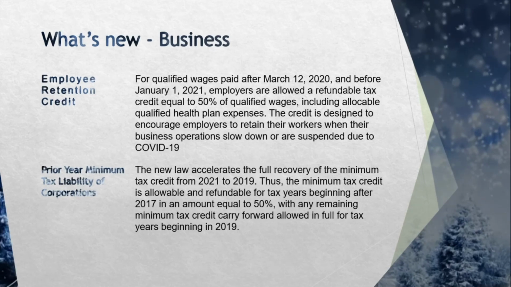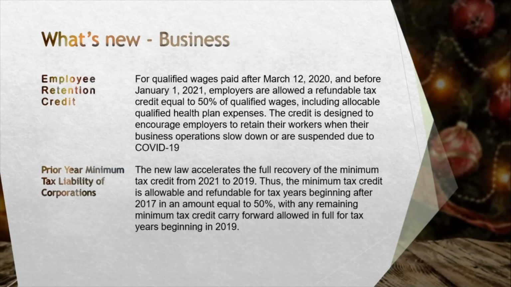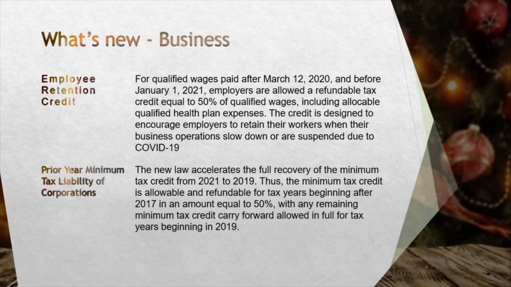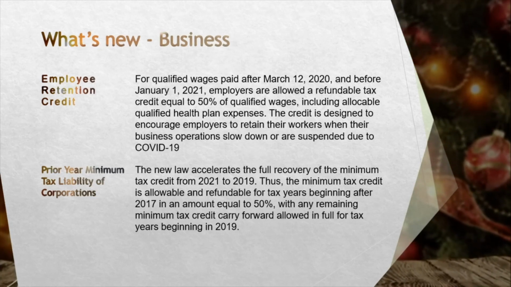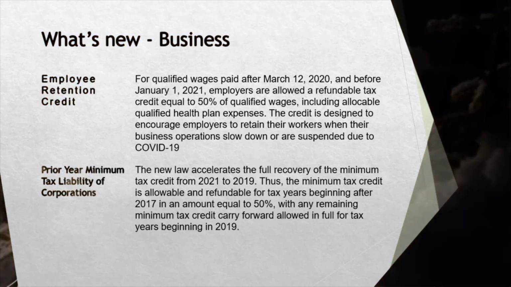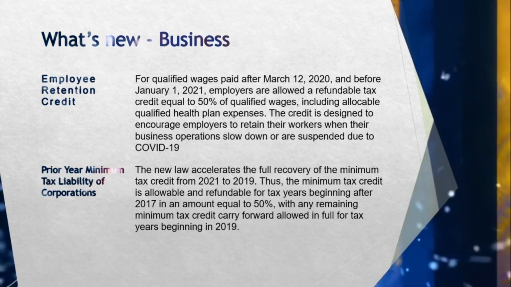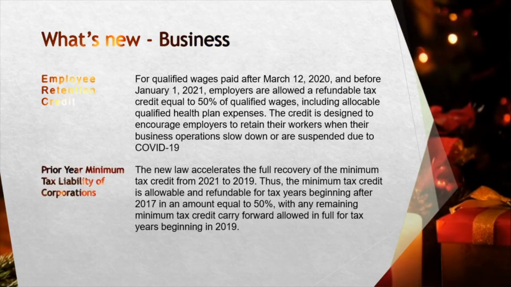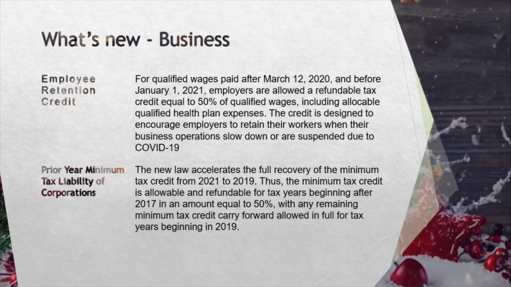For tax years beginning after December 31, 2017, the minimum tax credit may offset a corporation's entire regular tax liability for the tax year. In addition, the minimum tax credit is allowable and refundable for a tax year beginning after 2017 in an amount equal to 50% of the excess of the minimum tax credit for the tax year over the amount of the credit allowable for the tax year against regular tax liability. For tax years beginning in 2021, any remaining minimum tax credit that has been carried forward is allowed in full.